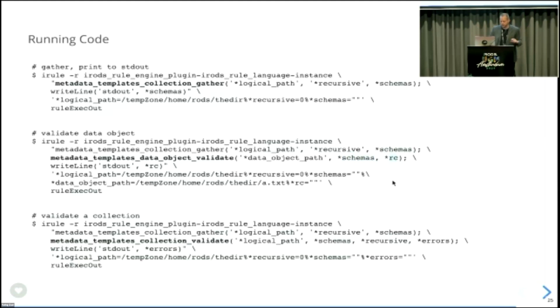So that totally works. Validating a collection right now is you gather, and then again, you pass it in along with the logical path of the collection, but this time it just runs data object validate on every data object in there. So it's just a recursive call. This is totally a lie. It's not going back up the tree yet. So that doesn't exist. But the code is real.